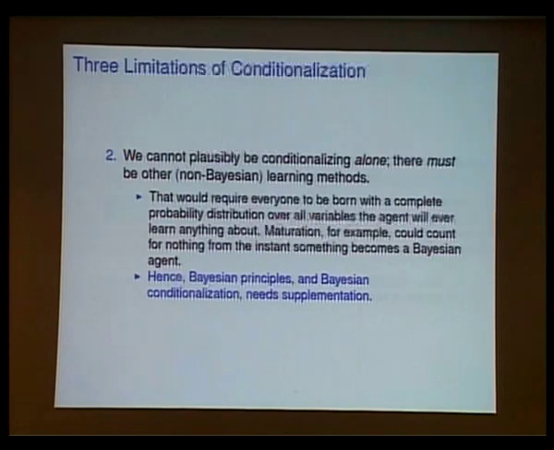So Bayesian principles, Bayesian conditionalization need supplementation. It definitely needs supplementation, and it's going to be supplemented on grounds that are beyond the scope of any Dutch book argument or any such argument. In other words, it's going to be non-Bayesian supplementation. You can claim it's Bayesian. You can claim MaxEnt is Bayesian. But MaxEnt is an extra principle you throw into Bayesianism, or you don't, as the case may be. It helps define what kind of a Bayesian you are.